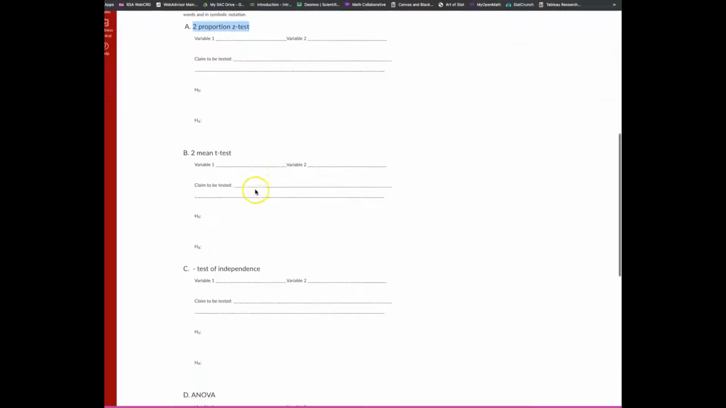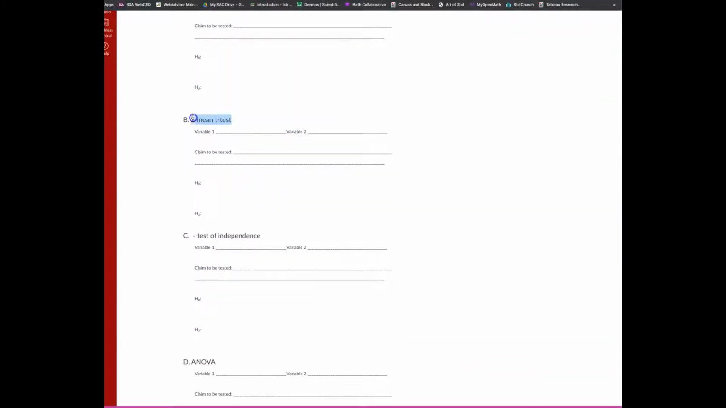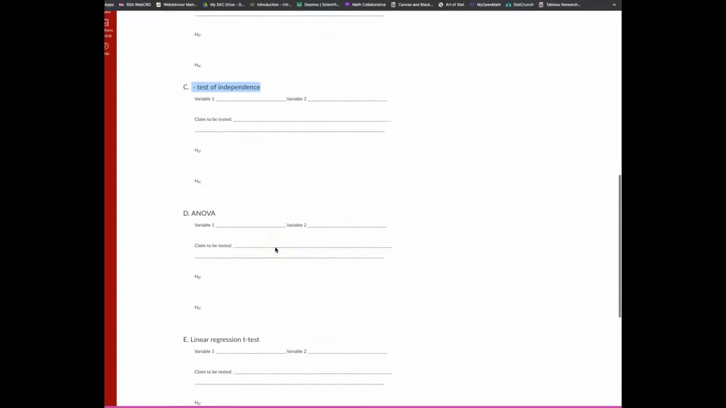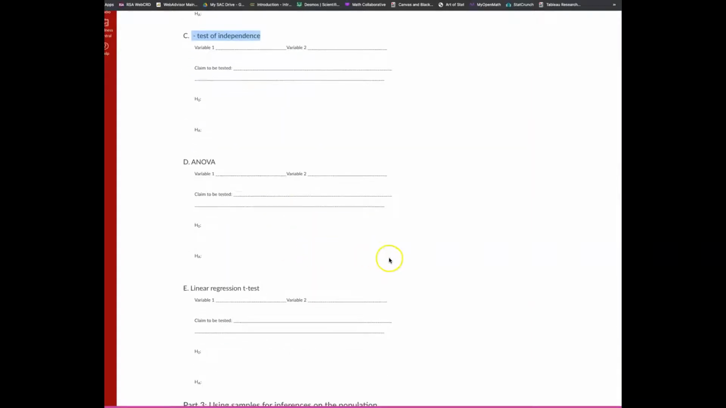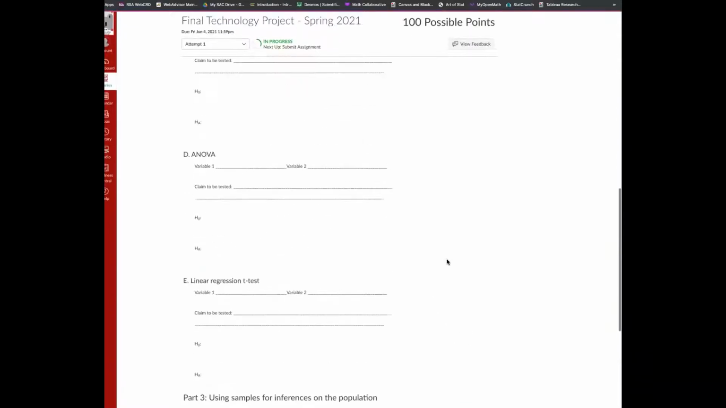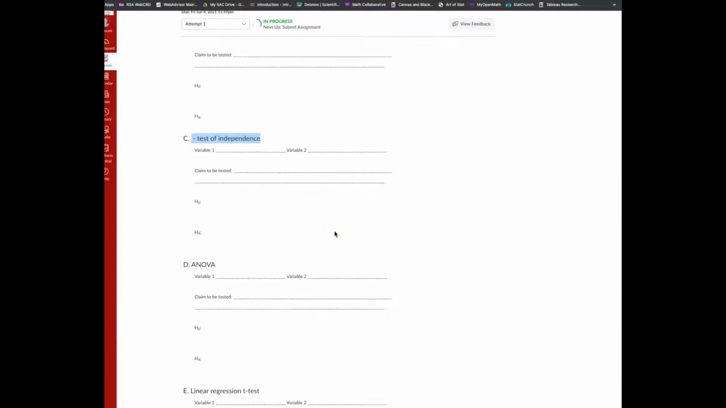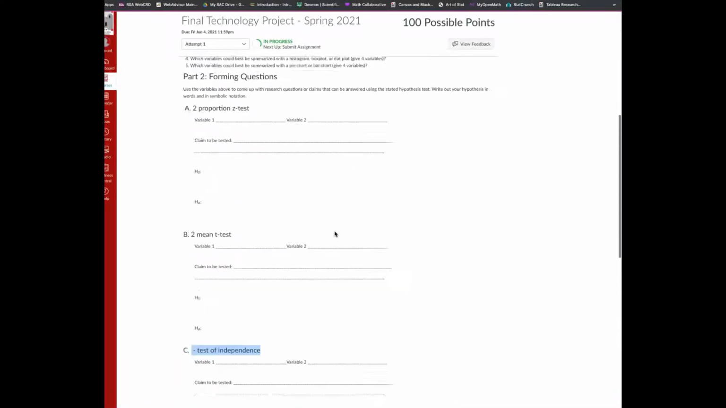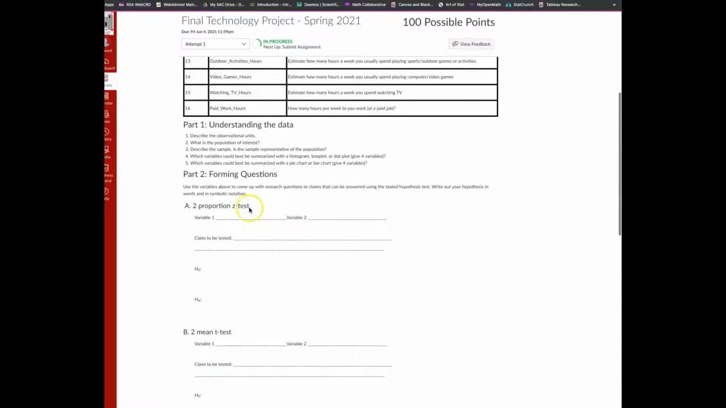And so you want to make sure, for a mean test, you know which test. That would be a 2-sample mean t-test. And then we're going to finish learning, of course, all these other ones: test for independence, ANOVA, linear regression. And so for part 2, this is you just coming up with questions and the null and alternative. That's it. You're not doing any calculations, okay? No calculations needed for part 2.